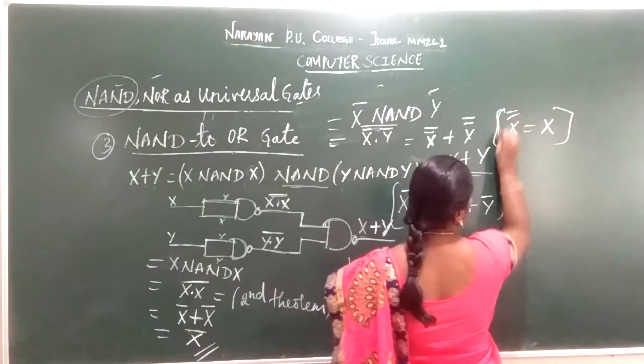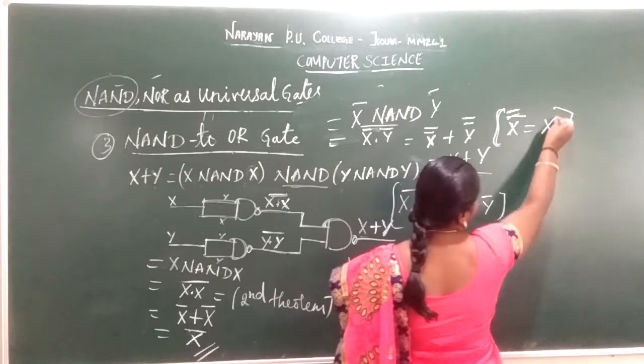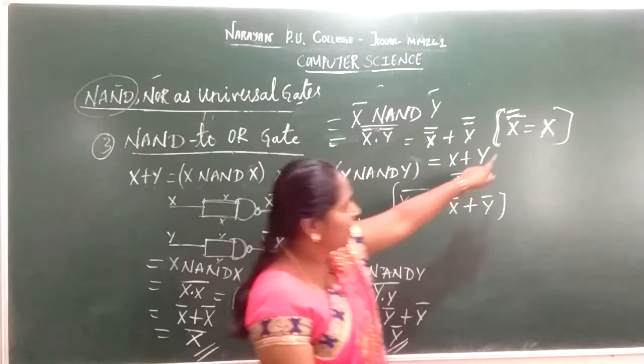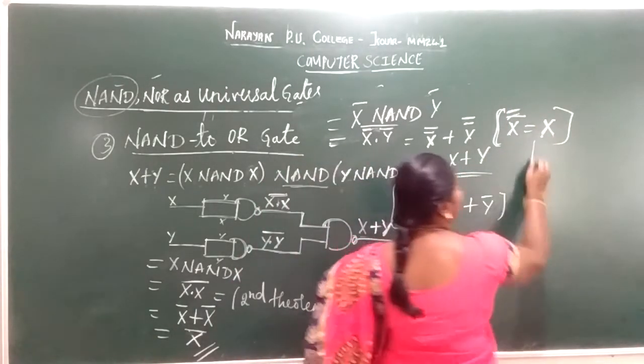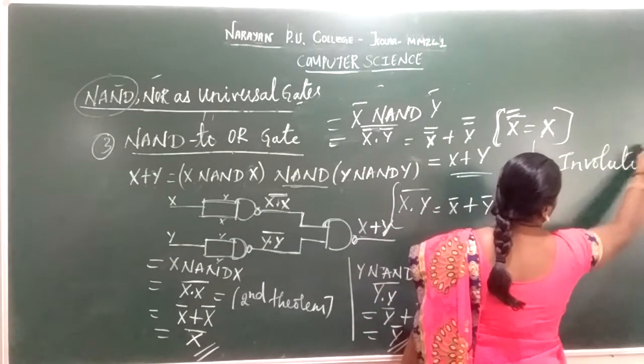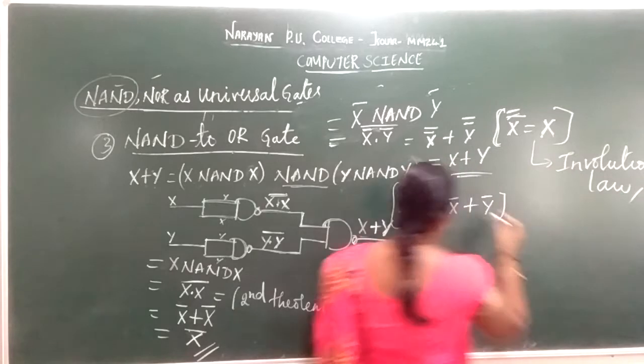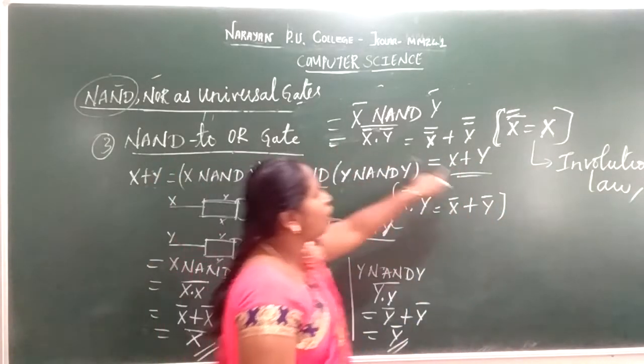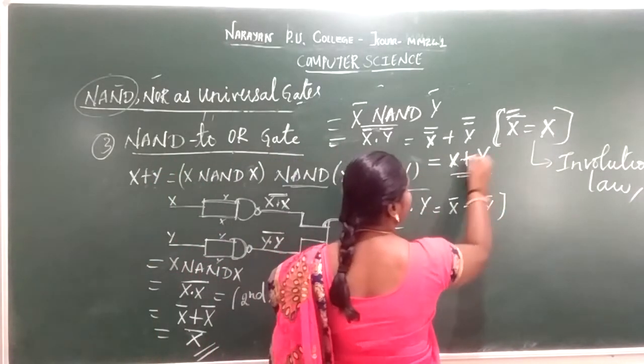That is nothing, double complement: when a variable is complemented twice, you get the same variable, that is nothing but x. This is your involution law. According to your involution law, see, once again I have proved that. So using a NAND gate, an OR gate can be implemented, x plus y.